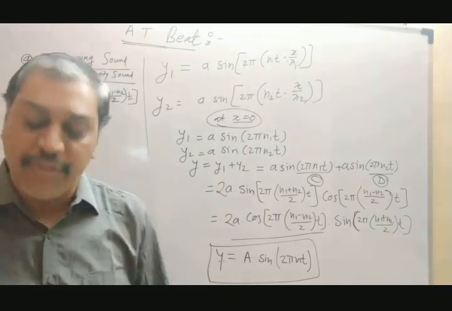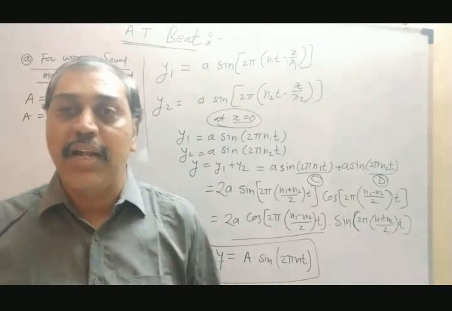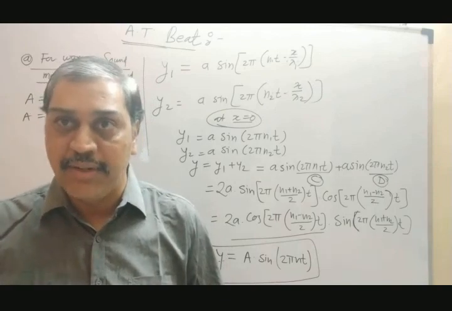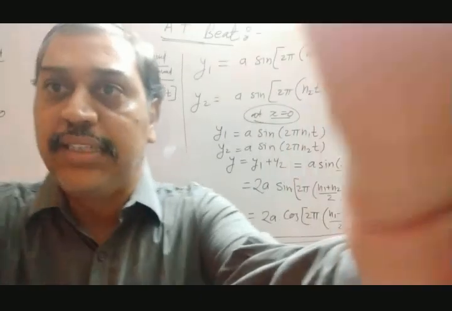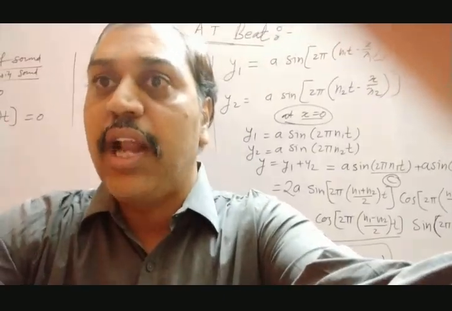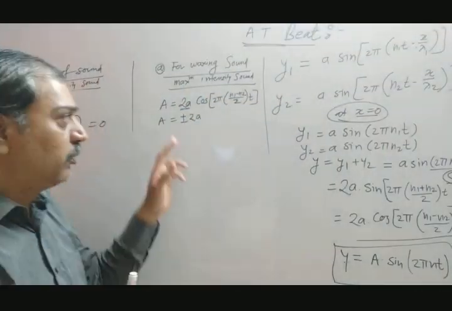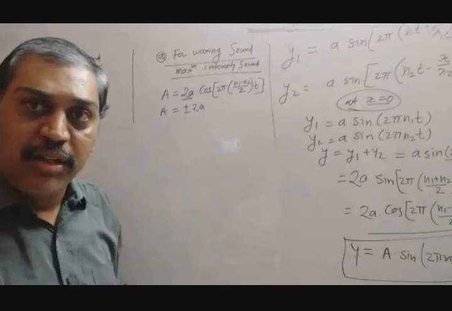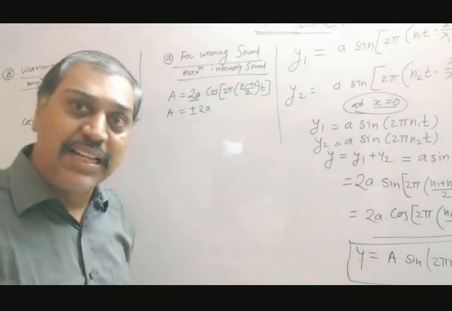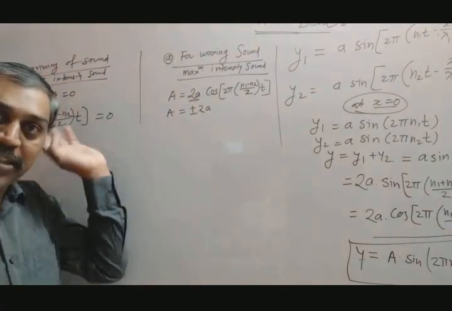Now apart from this, we have to derive the condition for maximum intensity of sound, that is waxing, and the condition for minimum intensity of sound, that is waning. On the blackboard itself I have written the two conditions. The first one is for waxing of sound. Waxing means the intensity of sound increases. The second one is waning of sound, where the intensity of sound is minimum.